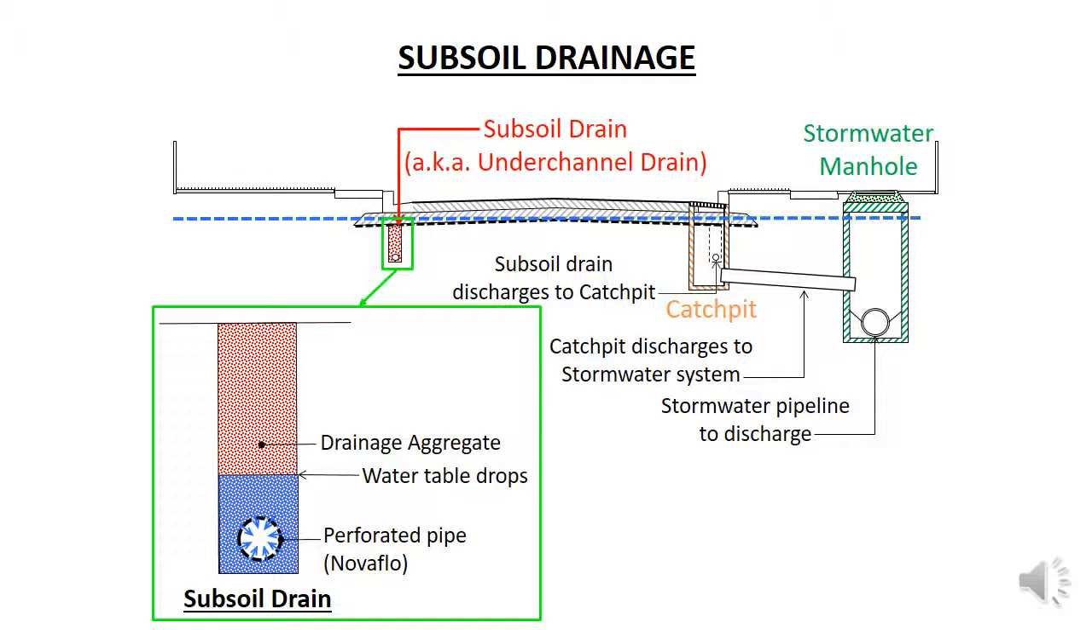Looking at the top diagram, we can see that the disposal of subsurface water has it flowing from the subsoil drain into the catch pits, where it combines with the surface water before flowing into the stormwater system for disposal. Removing the subsurface water causes the water table to dip around the drains, resulting in the water table dropping to below the subbase.